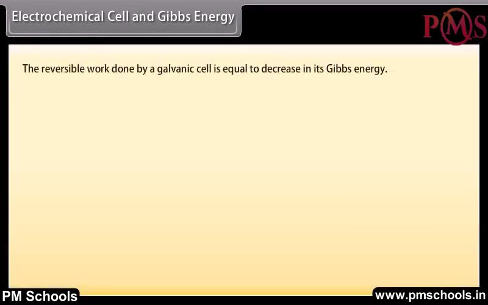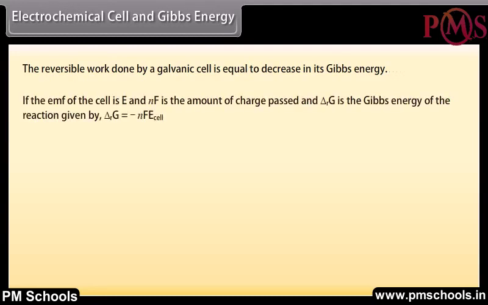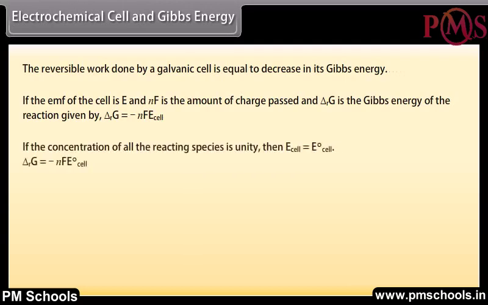Electrochemical cell and Gibbs energy. The reversible work done by a galvanic cell is equal to the decrease in its Gibbs energy. If the EMF of the cell is E and nF is the amount of charge passed, and ΔrG is the Gibbs energy of the reaction, then ΔrG is equal to minus nF E cell. If the concentration of all the reacting species is unity, then E cell is equal to E0 cell.